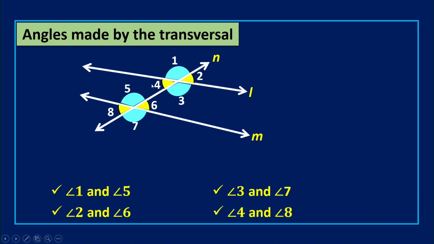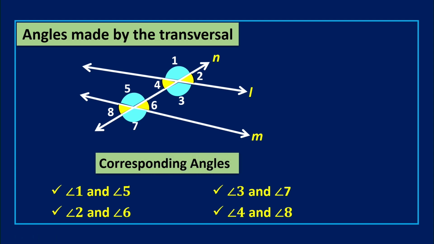Last one, angle 4 and angle 8 are also on one side. Angle 4 is inside, angle 8 is outside. These angles lie on different vertices, on the same side of the transversal, and one is an interior angle and the other is an exterior angle. The above pair of angles are called corresponding angles.